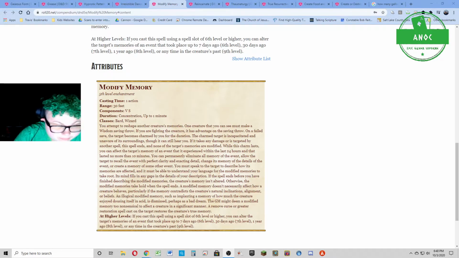At higher levels, if you cast this spell using a slot of 6th level or higher, you can alter the target's memory of an event that took place up to 7 days ago at 6th level, 30 days ago at 7th level, 1 year ago at 8th level, or any time in the creature's past at 9th level.